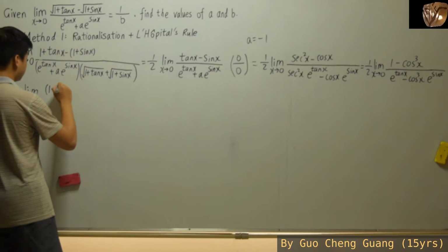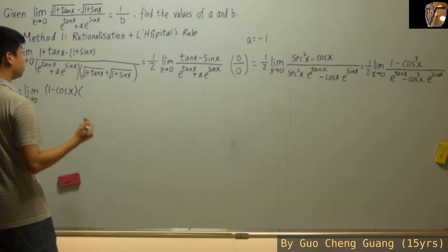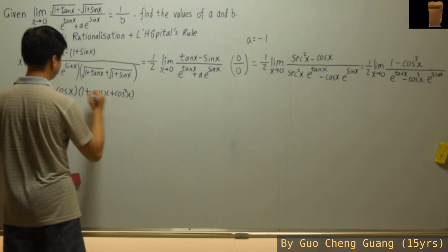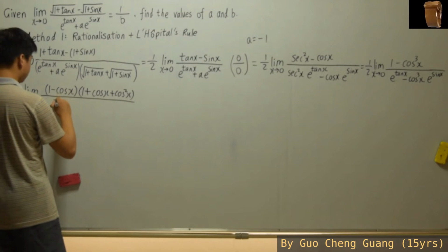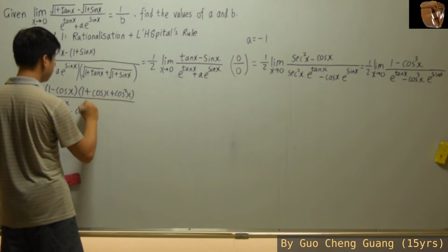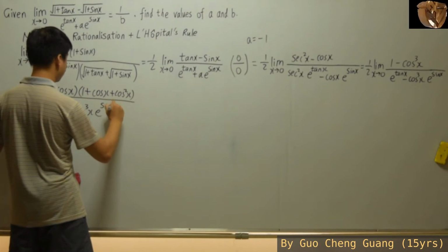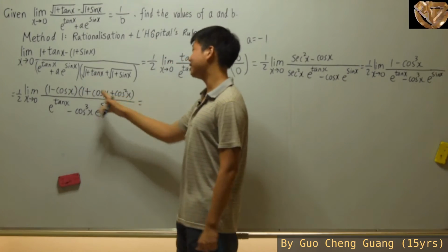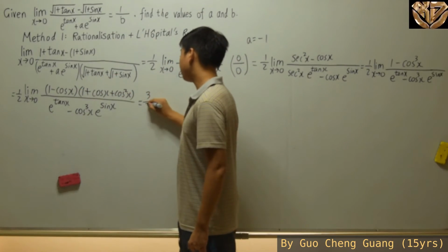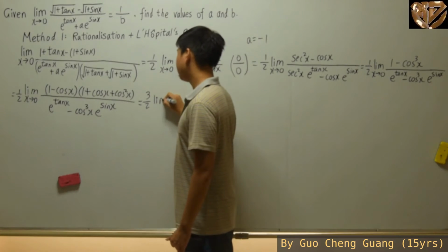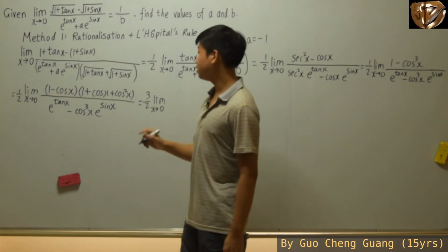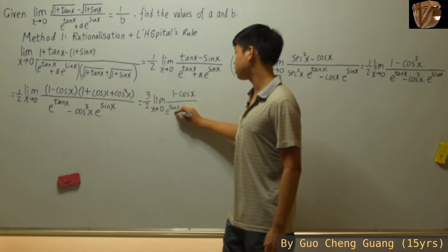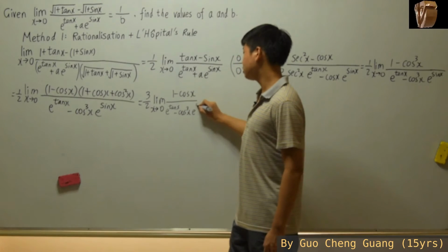You look at the numerator. You have a 1 minus cosine cube x. What if we just take out 1 minus cosine x? So what's inside will be 1 plus cosine x plus cosine square x. Why do we have to do this, you might wonder? Well, that's just because we can make this simpler. Not a whole lot simpler, but any little bit more simpler is still worth it, right? Since this is multiplied onto the fraction, and when you substitute x in, this is actually a 3, which will give you a 3 over 2 as the coefficient. Then limit as x approaches 0 of 1 minus cosine x divided by e to the power of tangent x minus cosine cube x e to the power of sine x.